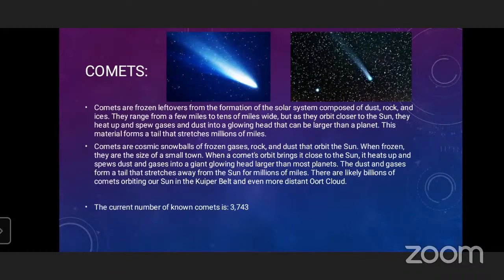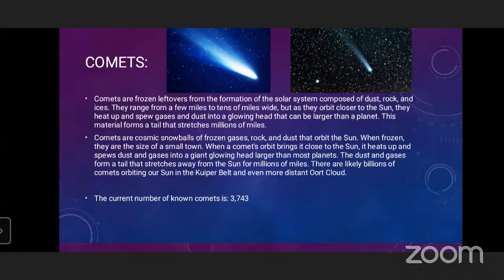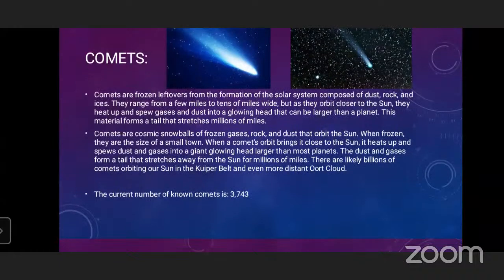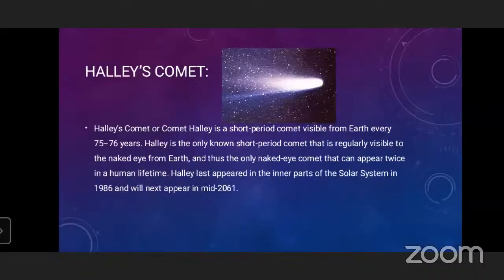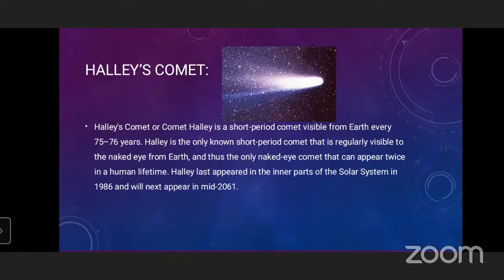Halley's Comet. Halley's Comet, or Comet Halley, is a short-period comet visible from Earth every 75 to 76 years. Halley is the only known short-period comet that is regularly visible to the naked eye from Earth, and thus the only naked-eye comet that can appear twice in a human's lifetime. Halley last approached the inner parts of the solar system in 1986 and will next appear in 2061. Don't forget to see Halley's Comet in 2061.